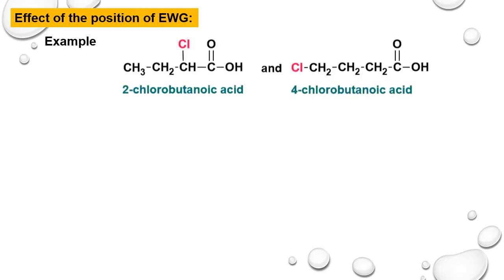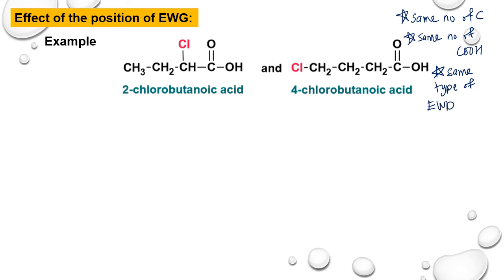Okay. Contoh saya ada dekat sini 2-chlorobutanoic acid dengan 4-chlorobutanoic acid. Okay, syarat-syarat dia. Syarat yang pertama macam yang awak dah tahu, mesti same number of carbon. Yang kedua, same number of carboxyl group. Yang ketiga, same type of electron withdrawing group, same type and number. Bilangan dia kena sama. So kalau guna satu, dua-dua structure kena guna satu electron withdrawing group. So kalau ada dua, awak kena guna dua and mesti electron withdrawing group yang sama.